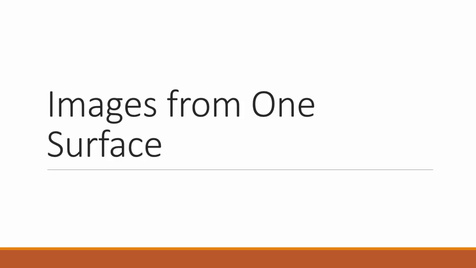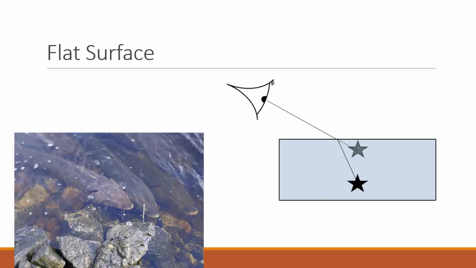In this video, we're going to talk about images that are formed from a single surface. I'm going to go over two cases. We're going to talk about the flat surface, and what about a spherical surface? There are lots of other types of surfaces you could talk about, but we'll just look at those two cases. So the flat surface you can think about as being like looking at something underwater.